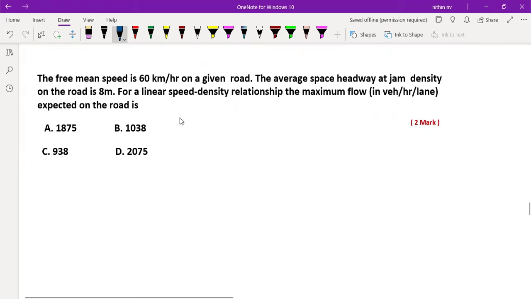They are asking us, the question is like this: the free mean speed is 60 kilometers per hour. The average space headway at jam density on the road is 8 meter. The maximum flow is what they're asking.